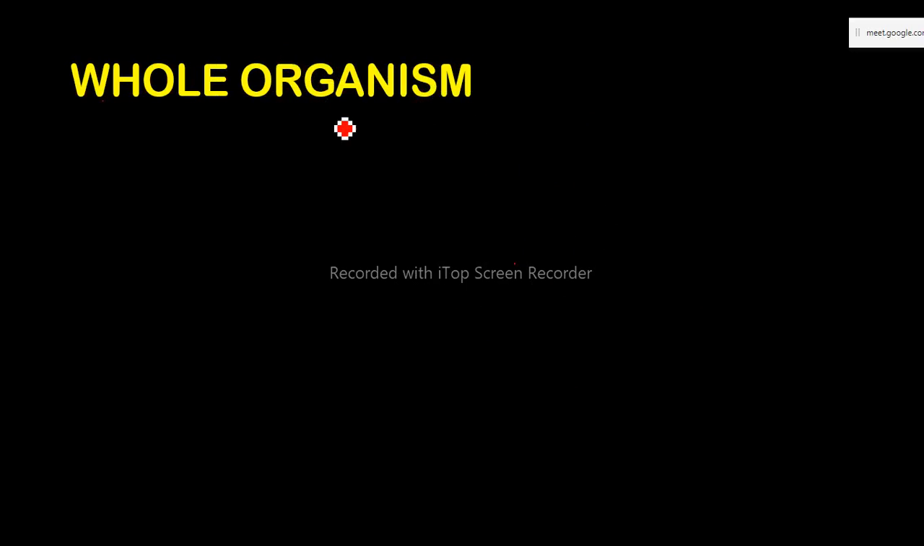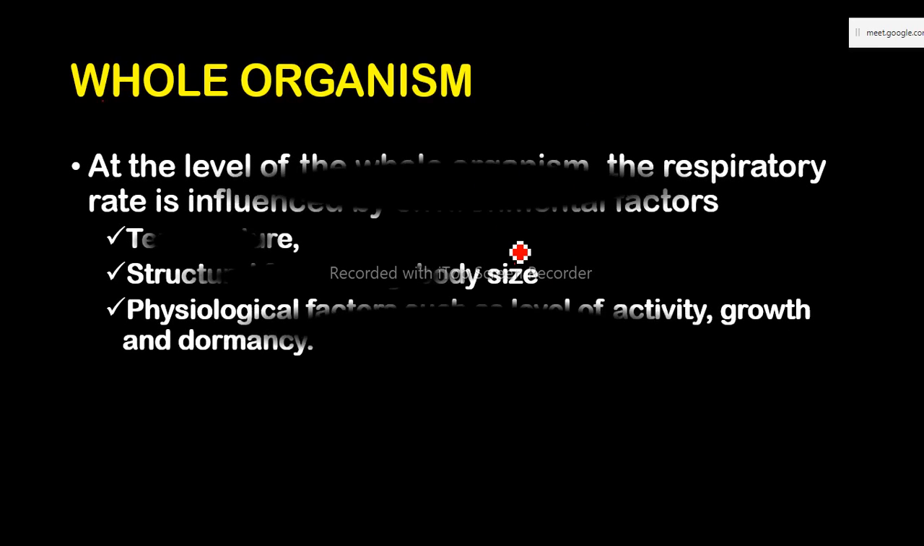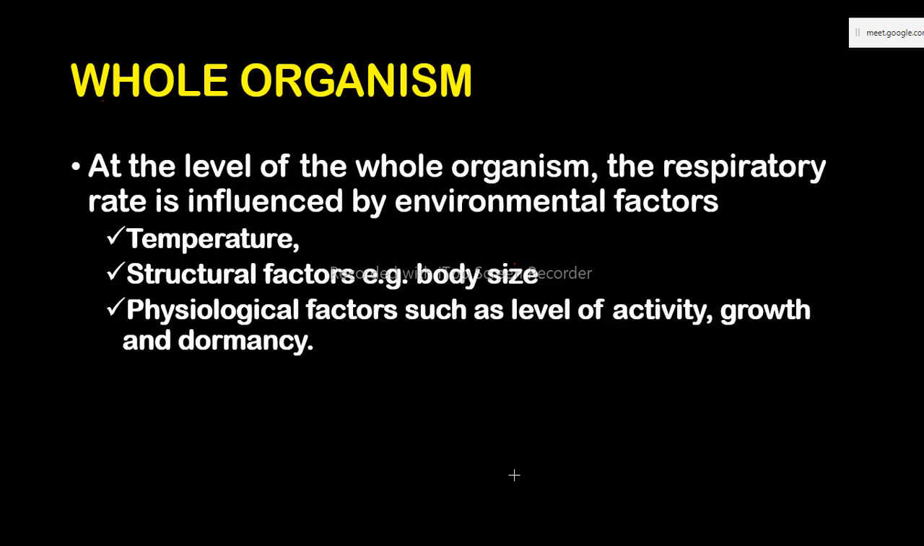Now for the whole organism, the respiratory rate is going to be influenced by environmental factors. Factor 1 is temperature. Factor 2, body size, and this one has something to do with temperature. And then finally, the physiology of an organism.